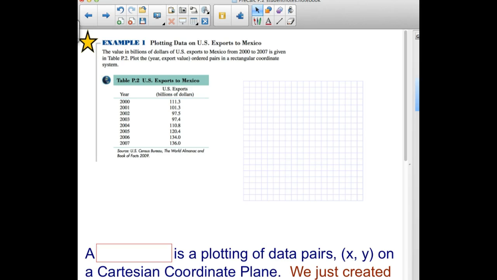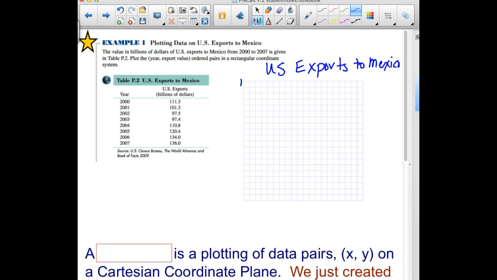All right, first example, it says plotting data on U.S. exports to Mexico. The value in billions of dollars of U.S. exports to Mexico from 2000 to 2007 is given in the table. Plot the year, comma, export value, ordered pairs in a rectangular coordinate system. So the first thing we want to do is title our graph. This would be U.S. exports to Mexico.